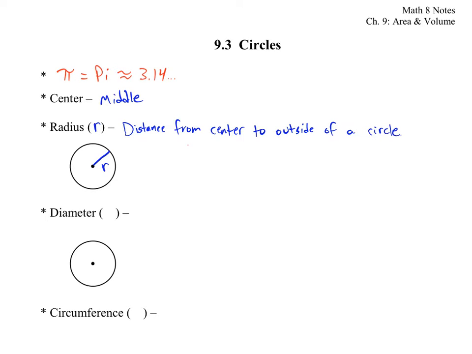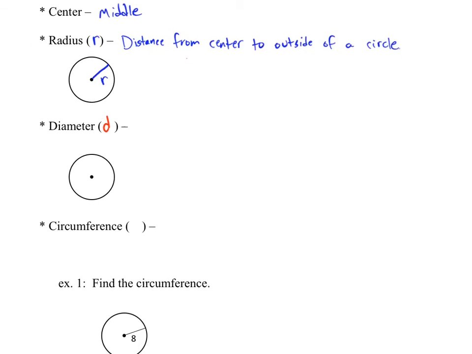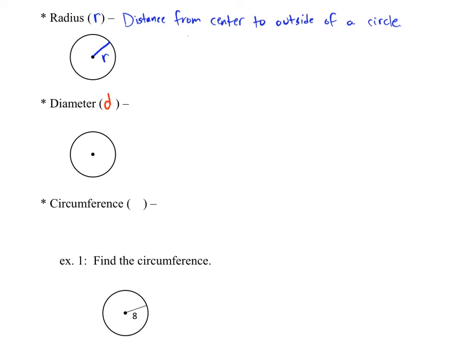All right, next thing, moving on. Diameter is going to be lowercase letter d. Good, because capital D stands for density. And the diameter is going to be the distance across the circle through the center.